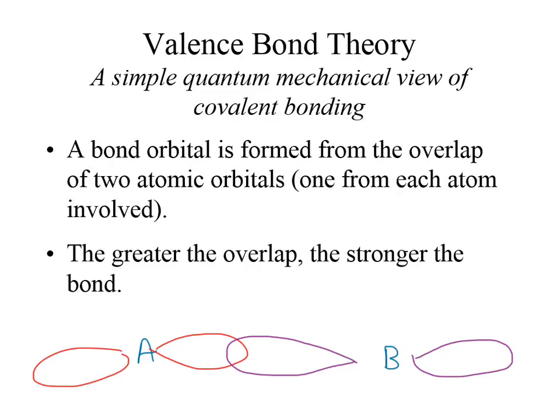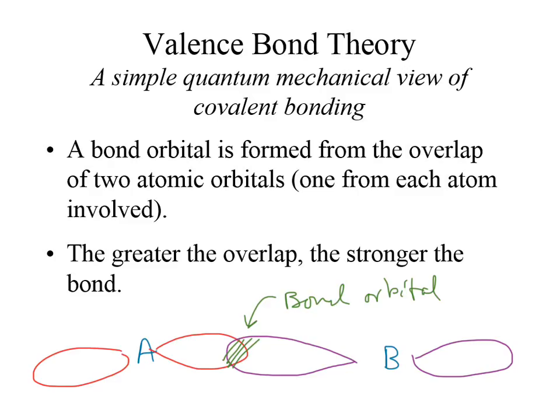So the red and the purple are the atomic orbitals of the atoms themselves. If they're going to join together, they make a new orbital. It's a bond orbital. So let's pick green. This right here is the bond orbital. A bond orbital is formed from the orbitals of each of the 2 atoms. Okay, I think that's so cool.